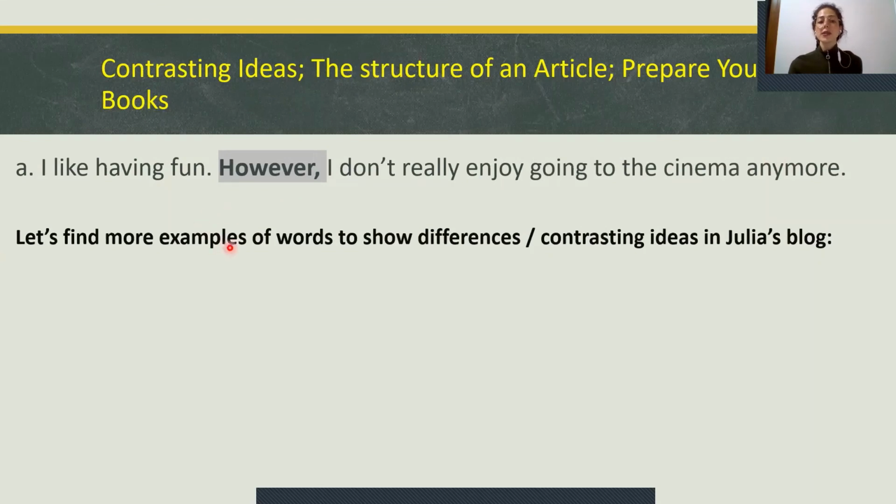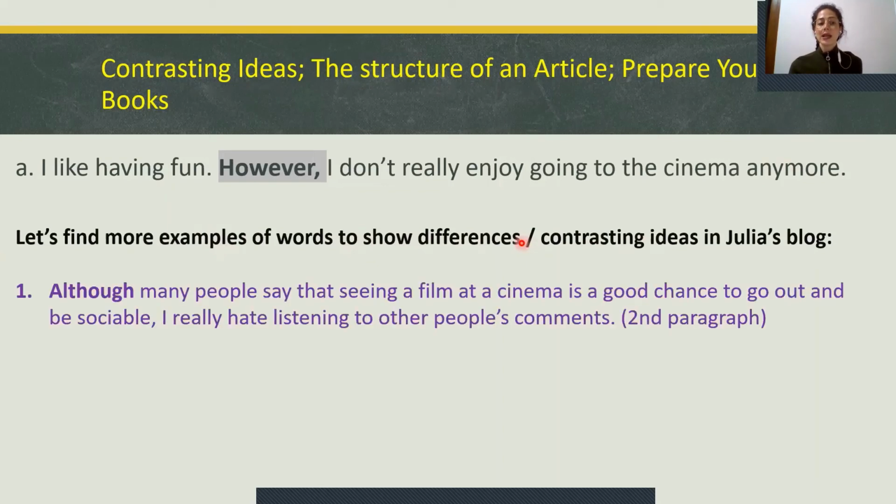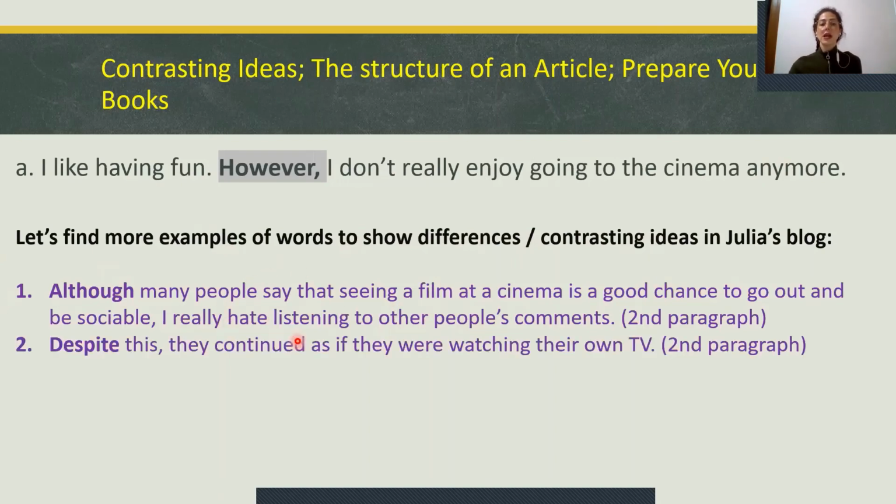Okay, let's find more examples or words to show differences or contrasting ideas in Julia's blog. For example, in paragraph 2, with although, there is a sentence: although many people say that seeing a film at the cinema is a good chance to go out and be sociable, I really hate listening to other people's comments. So these are like unparallel, different ideas, and after although, a full sentence, and the second one is also a full sentence. Despite, okay, here it is like despite this.